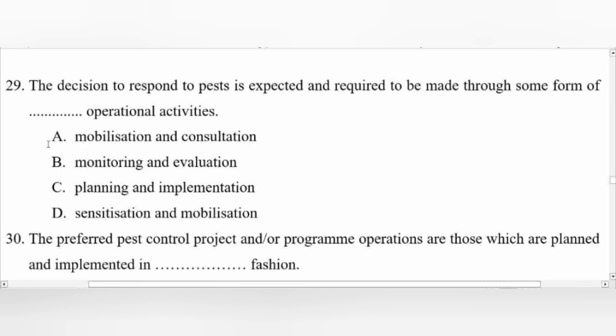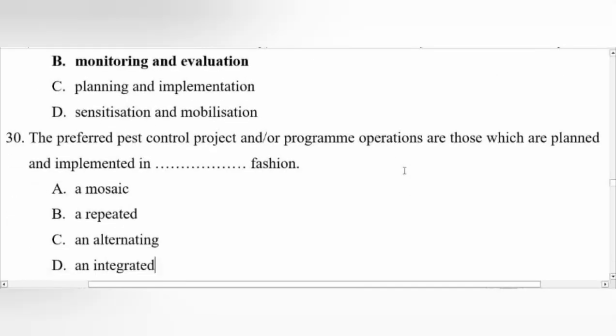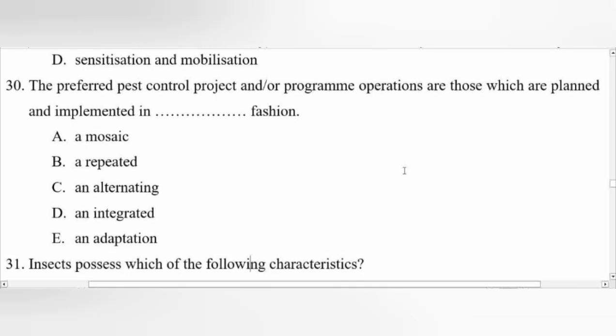Now, question number 29. The decision to respond to pests is expected and required to be made through some form of operational activities. So we have mobilization and consultation, monitoring and evaluation, planning and implementation, and sensitization and mobilization. Our best answer should be monitoring and evaluation. Yes, the decision to respond to pests is expected and required to be made through some form of monitoring and evaluation operational activities.